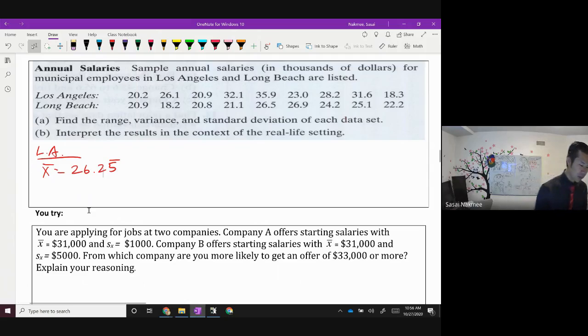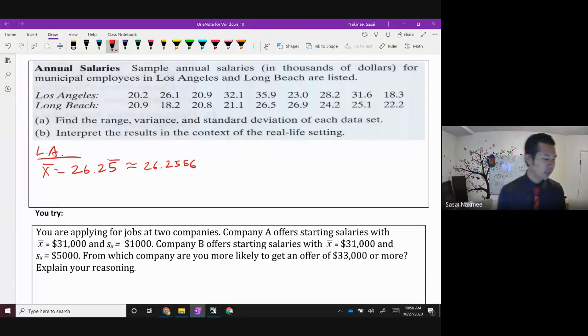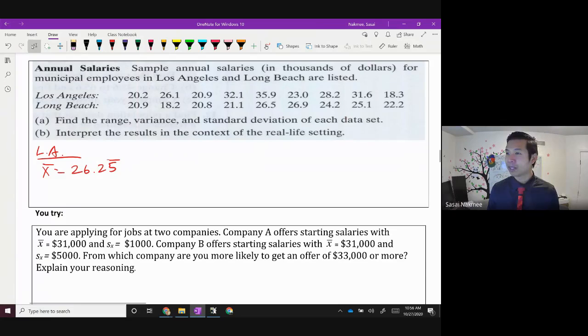If you really want to be perfect, that line right there shows that it repeats itself forever. But if you wanted to round it, I would love it if you rounded to 4 decimal places, like so, if you were to round it. But for now, I'm going to take that as that answer. That's my mean. And it looks like a lot of you guys were able to calculate the mean.